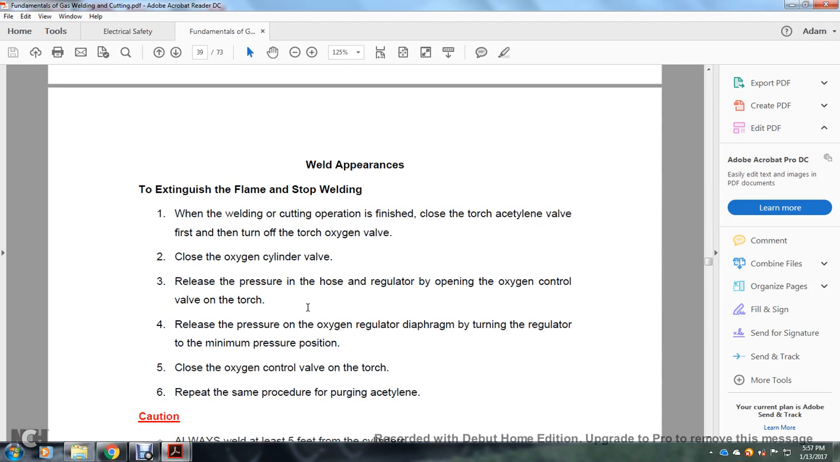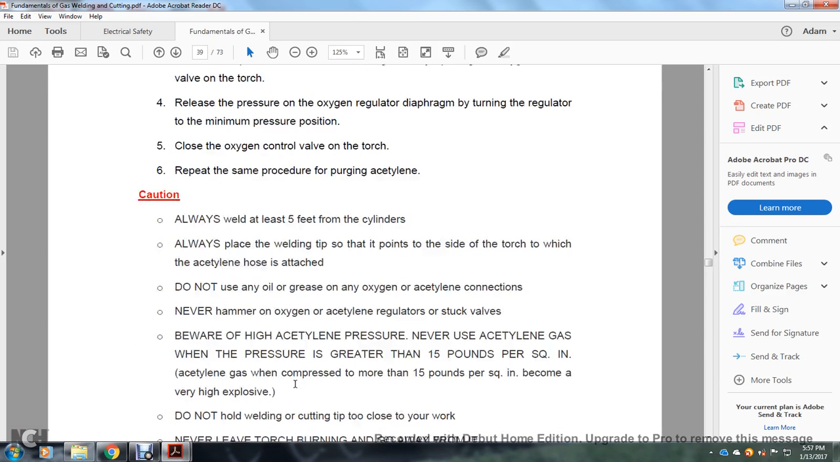Welding appearances. To extinguish the flame and stop welding, when the welding or cutting operation is finished, close the torch acetylene valve first and then turn off the oxygen valve. Close the oxygen cylinder valve, then release the pressure in the hose by opening the oxygen control valve on the torch. Release the pressure of the oxygen regulator diaphragm. Turn the regulator to the minimum pressure position. Close the oxygen control valve on the torch and repeat the same procedure for purging the acetylene.